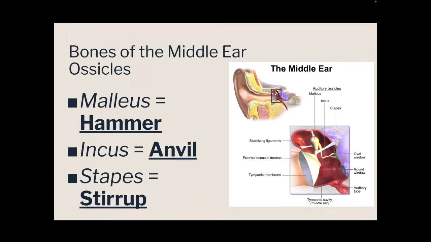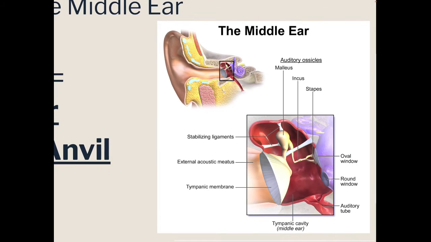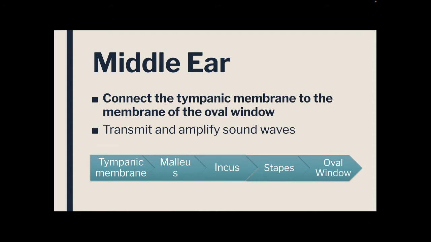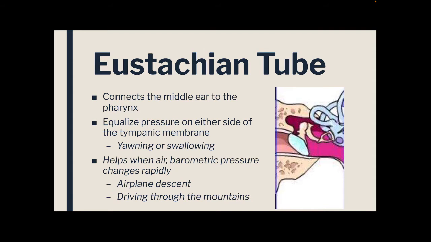Another thing too, you can look at the diagram here and see where they're located and how that connection happens from the eardrum to the oval window. The middle ear, also continuing, like I said, connects the tympanic membrane, which is the eardrum, all the way to the oval window. And these three bones, the hammer or the malleus, the anvil, which is the incus, and then the stirrup, which is the stapes, help to connect the tympanic membrane and the oval window together.